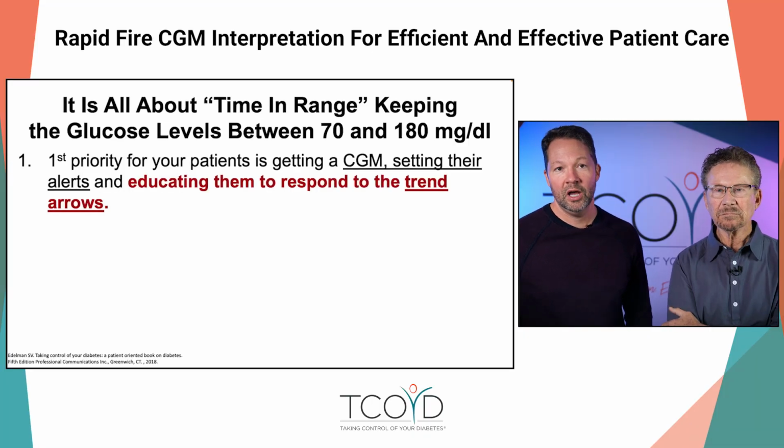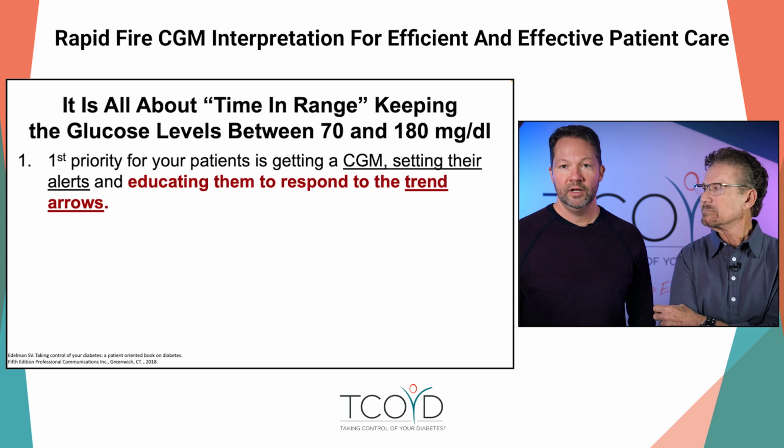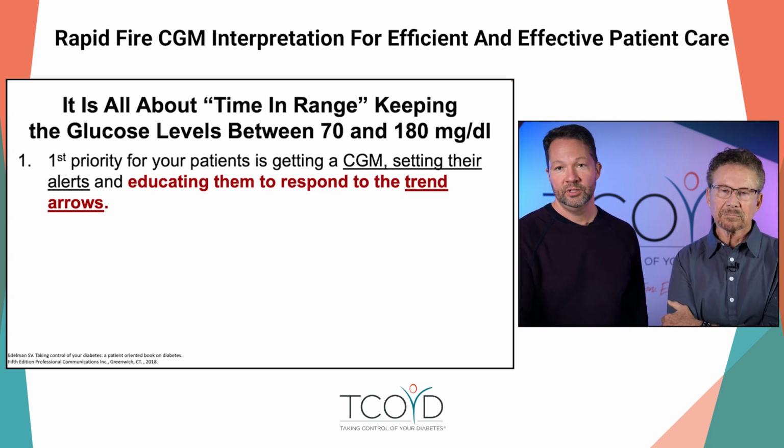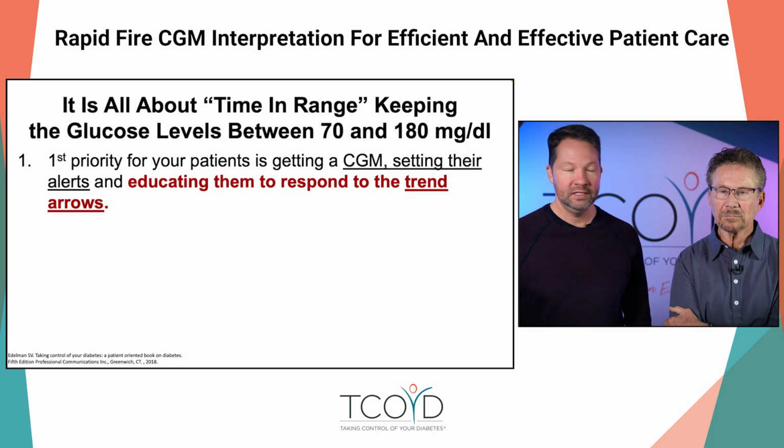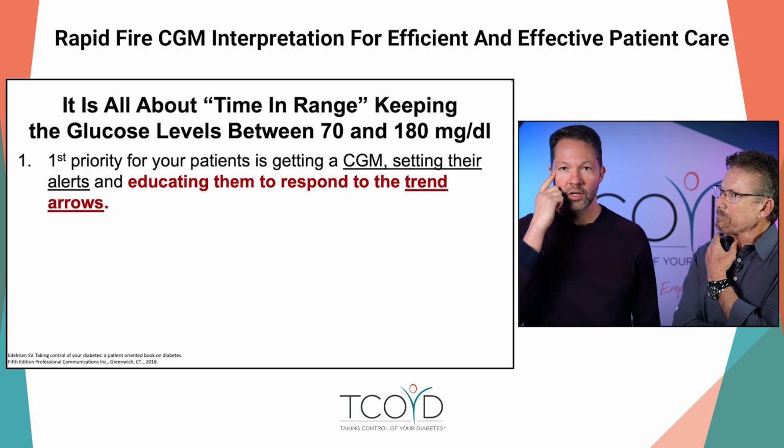So it's all about time in range. And what is time in range? Well, we defined it as a blood sugar between 70 and 180. That was actually first established in 2019. We have guidelines that you'll go over.